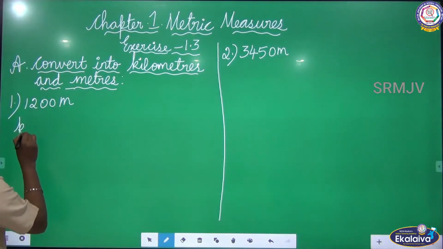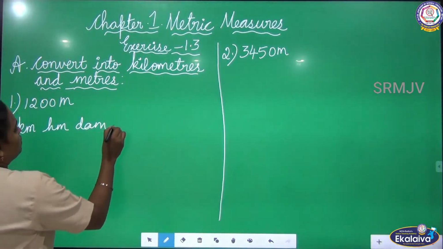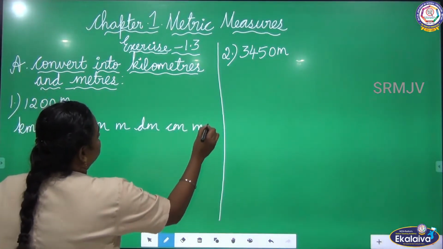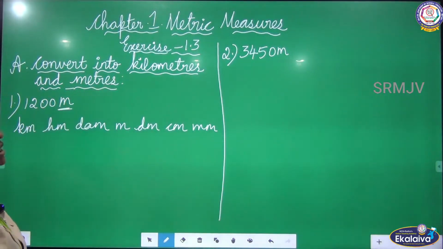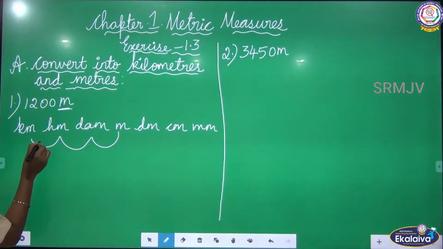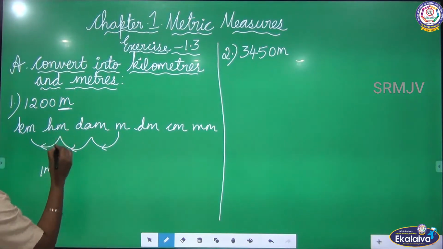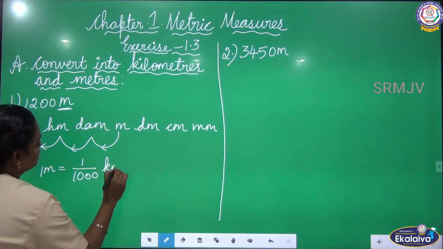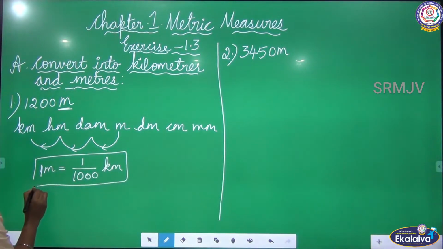Listen: kilometer, hectometer, decameter, meter, decimeter, centimeter, then millimeter. See, 1 meter equals how many kilometers? We are going to convert backwards, so meter into kilometer. 1 meter equals how many kilometers? 1 by 1000 kilometers.